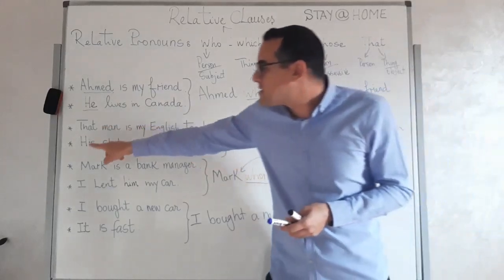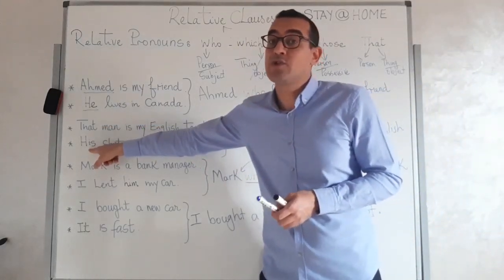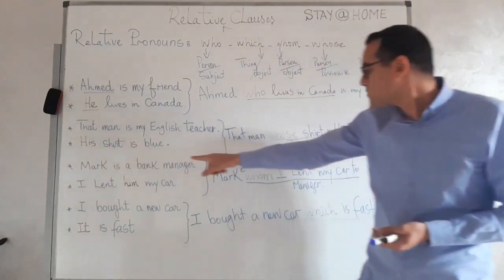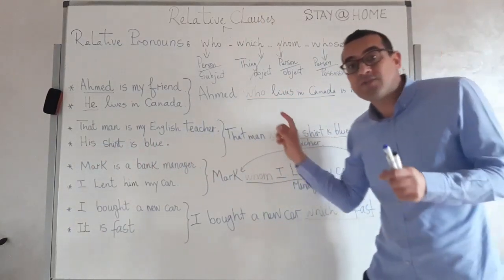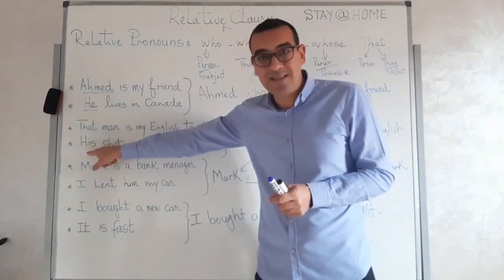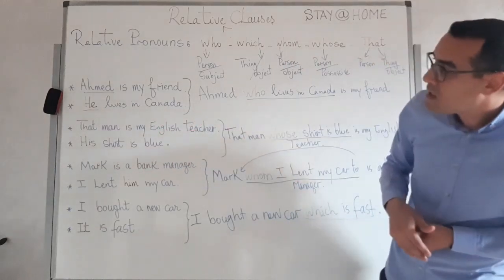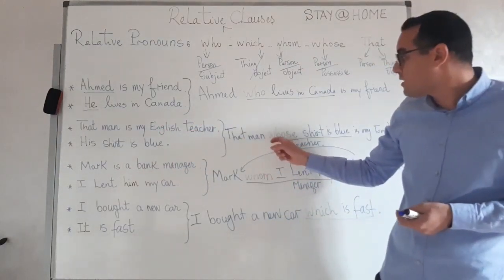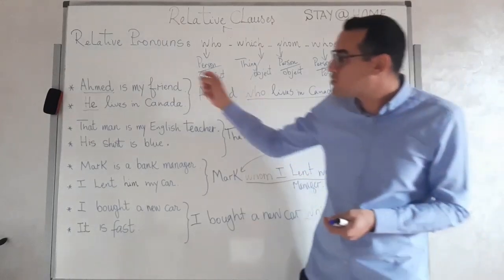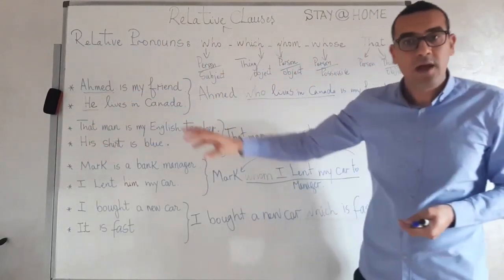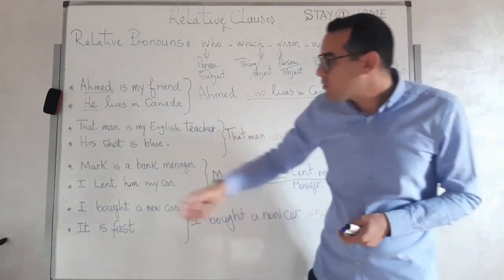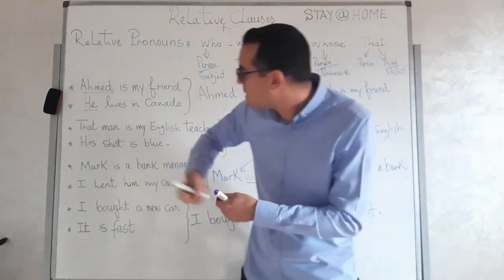Okay? We have his, which is a possessive pronoun which replaces all possessive pronouns that we have. So we have his, whose. It's very close in terms of pronunciation. So if you have a relative pronoun which is a possessive pronoun, or possessive adjective if you want, we use whose in order to replace his, and all the relative pronouns which are from the same category.